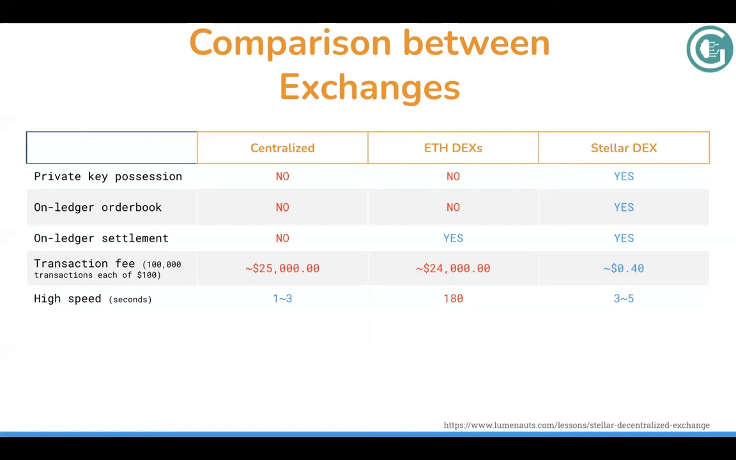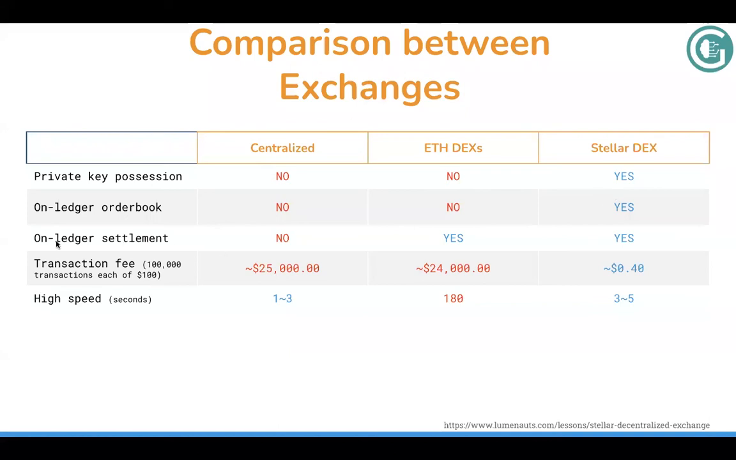Or some bad thing can happen. The centralized servers are down, so everything gets jammed. For Ethereum DEXs, since the transaction time takes quite a good amount of time in Ethereum-based decentralized exchanges, most of them also keep the order book off ledger in a separate server. But for a Stellar decentralized exchange, it comes built in with the Stellar network. So it also lives on ledger.